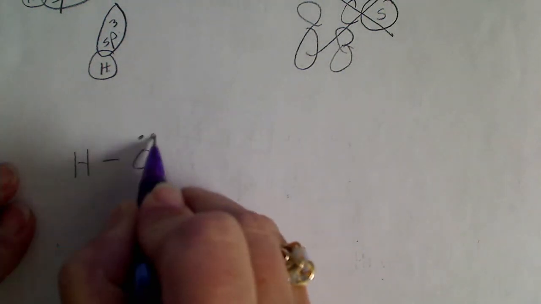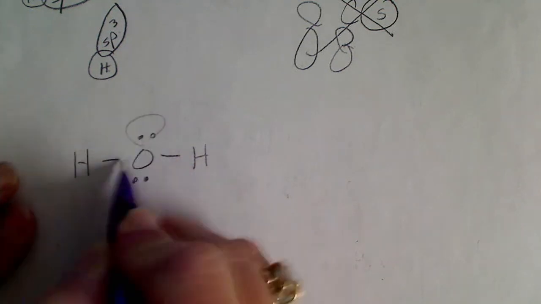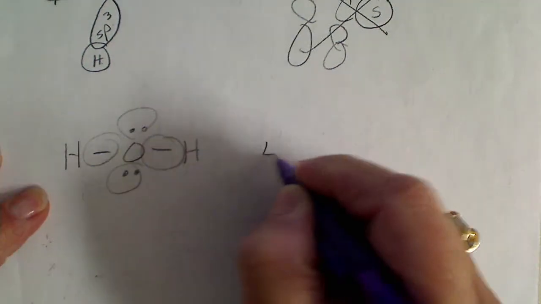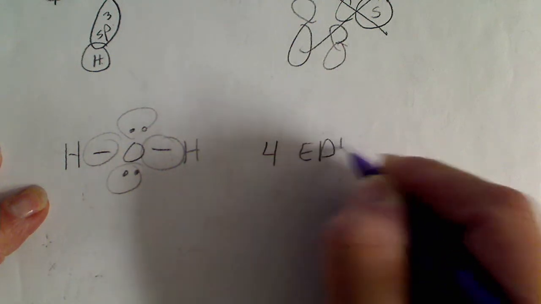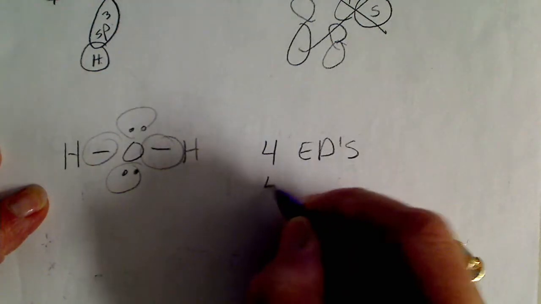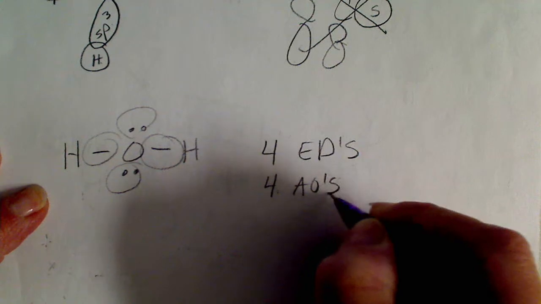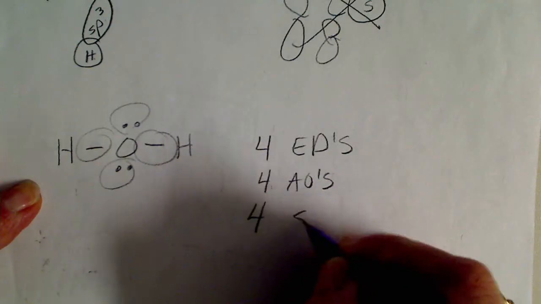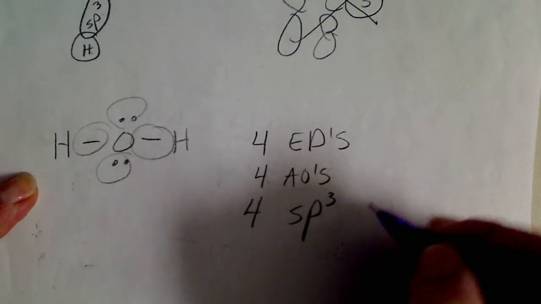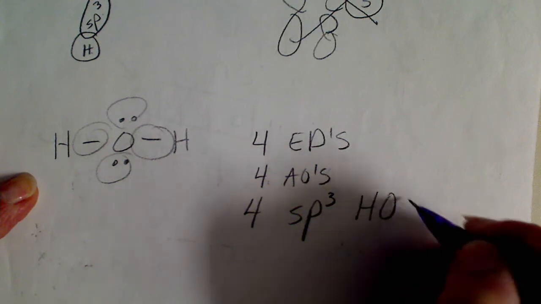4 electron domains could also occur for water, for example. 2 lone pairs on the oxygen. There's 1, 2, 3, 4 groups of electrons around water. So 4 electron domains means 4 atomic orbitals. We make 4 sp3 hybrid orbitals.